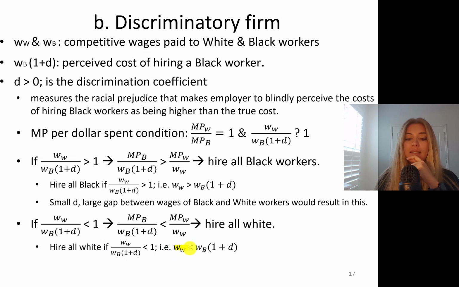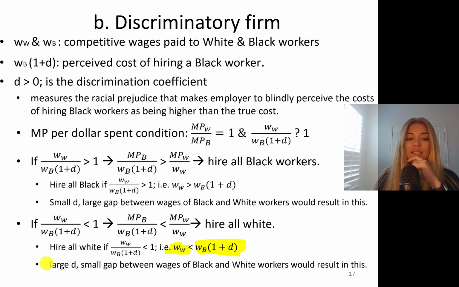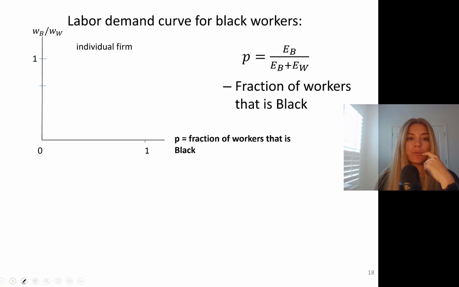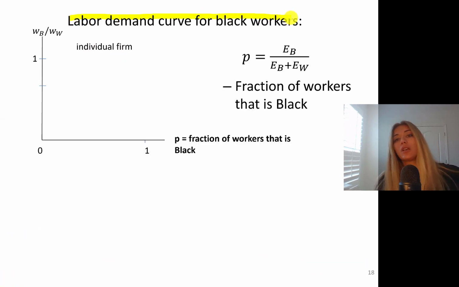This is the case because the black wage rate plus the discrimination coefficient is greater than the white wage rate. Okay. So this happens when we have a large discrimination coefficient, and or a small gap between wages of black and white workers. Okay. Just keep in mind.